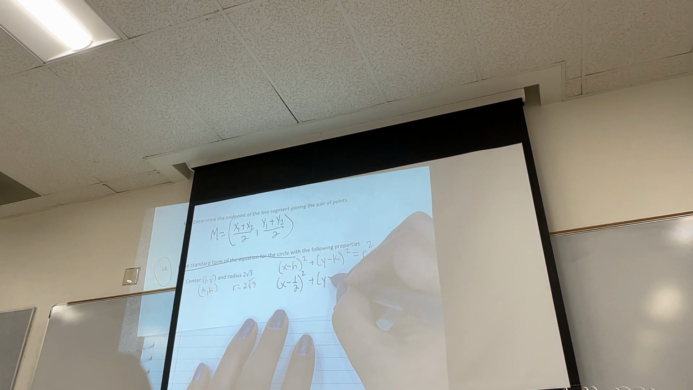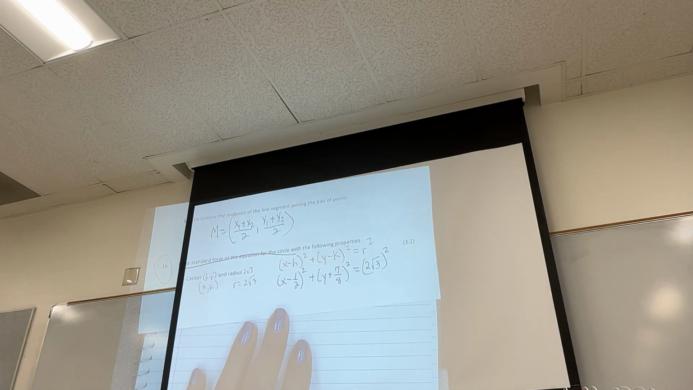Which means this negative turns into a positive, equals 2 square root of 3 squared. If you leave your answer like that on the final, will you be right? No. Incorrect. What do we need to do?